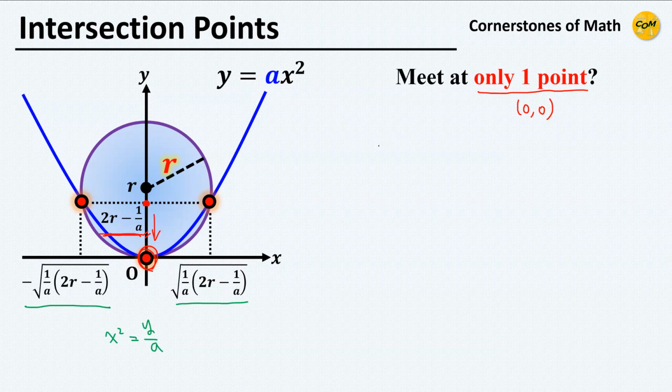Therefore, when the radius becomes small enough, the coordinate 2r minus 1 over a becomes 0, which gives r equals 1 over 2a. The precise condition is that the radius cannot exceed this value, hence the answer is r is less than or equal to 1 over 2a.